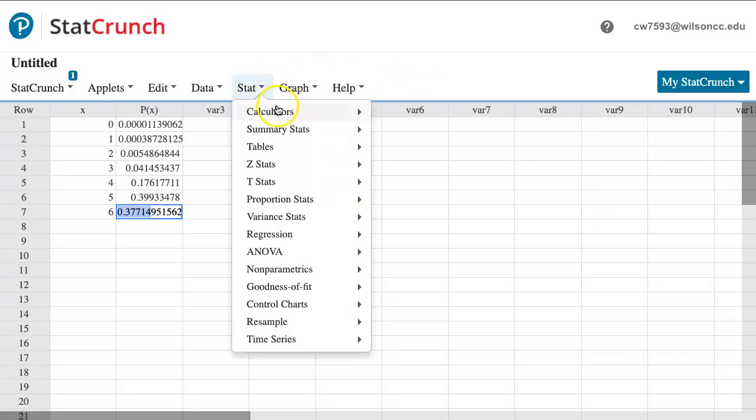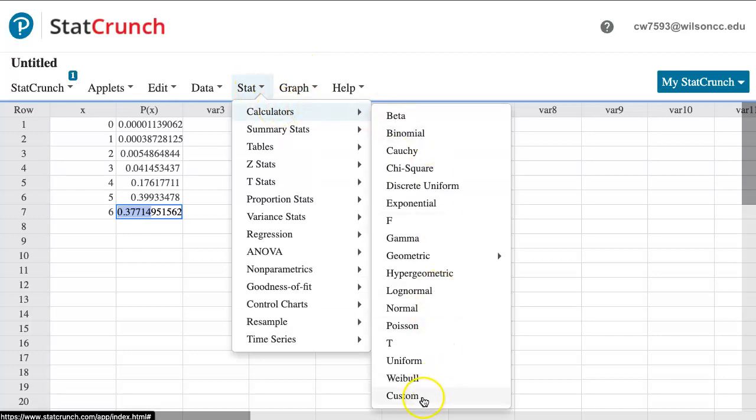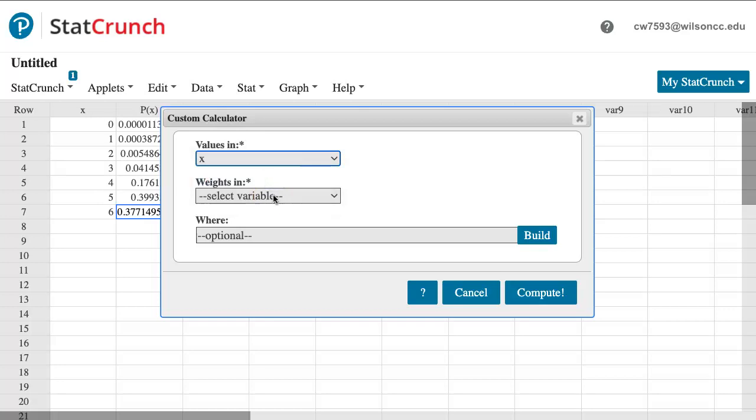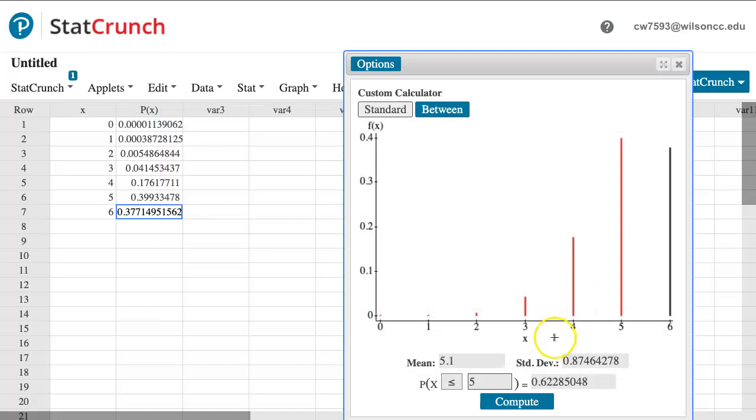Okay, so that was Stat, Calculators, and Custom. Our variables are in the first list, X. Our weights are the probabilities, P of X, and then we will compute. And we see here the mean and standard deviation towards the bottom of the output. We also see a graph of what this binomial probability distribution looks like.